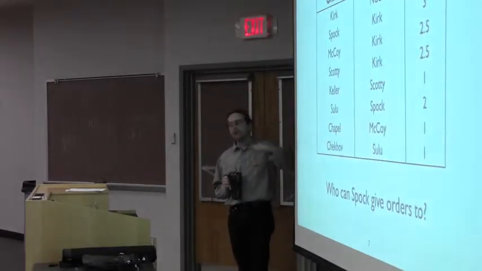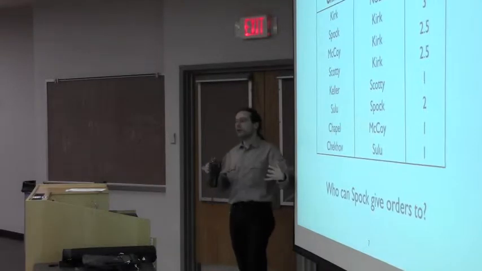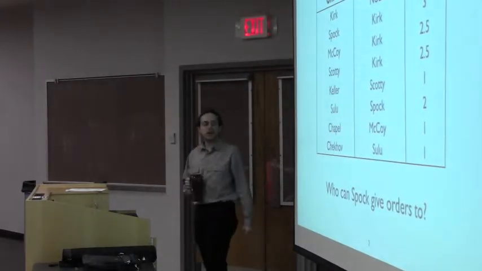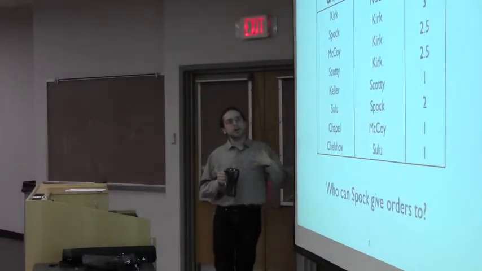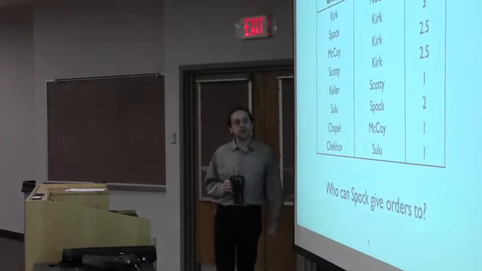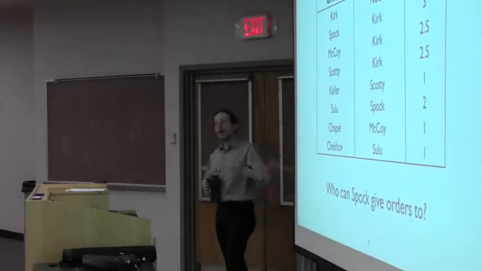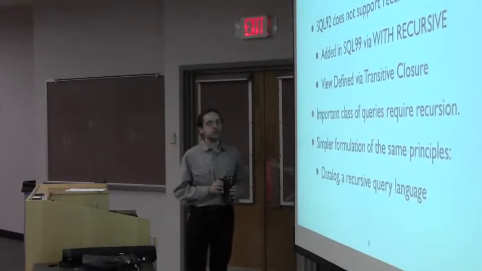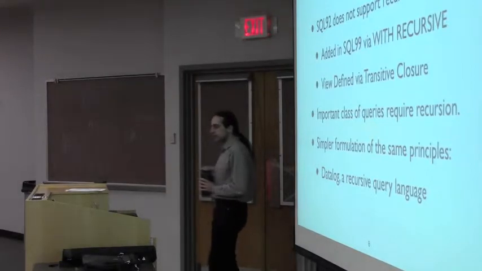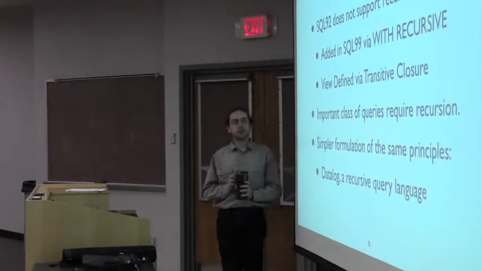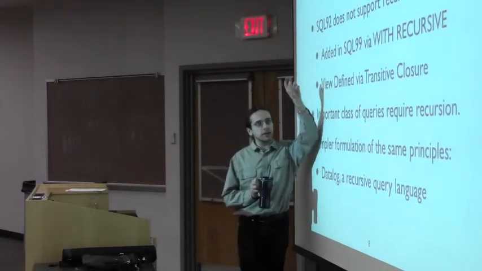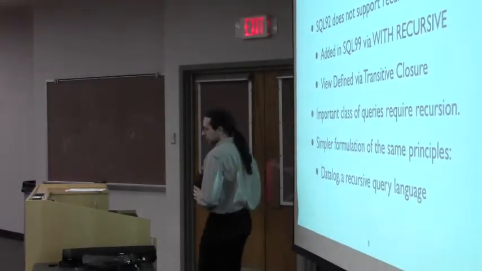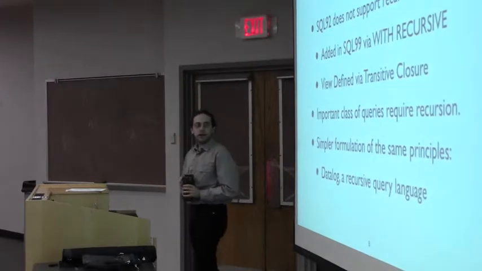If you had a three-level hierarchy, you'd then have to do a three-way join. But again, you're still restricted to three-way joins. What you want is some way of actually recursing over this path. And SQL 92, which is what we've been mostly working with so far, doesn't actually support this. SQL 99 adds something called with recursive, and we're going to talk a little bit about that today.